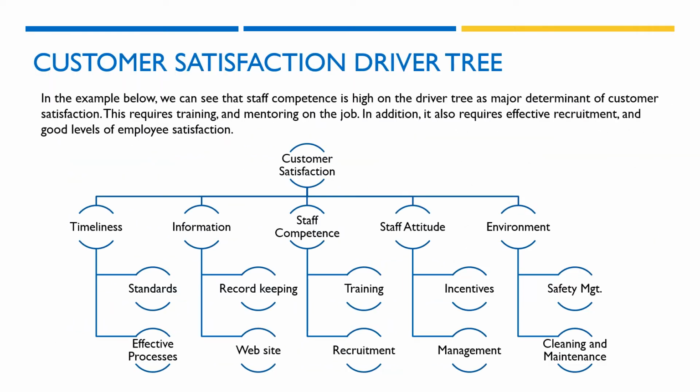A useful tool to help you identify drivers of customer satisfaction is a driver map. This is rather like a tree diagram, with the ultimate outcome being high customer satisfaction. In the example below, we can see that staff competence is high on the driver tree, as a major determinant of customer satisfaction. This requires training and mentoring on the job. In addition, it also requires effective recruitment and good levels of employee satisfaction.